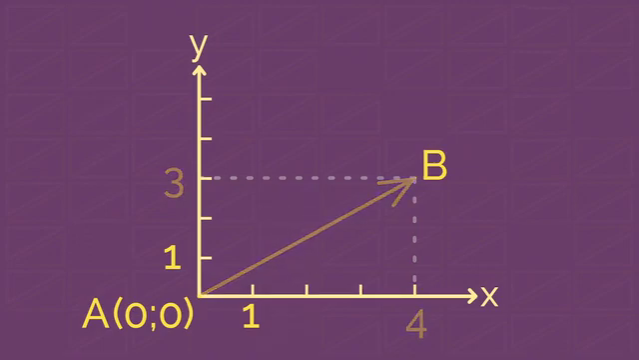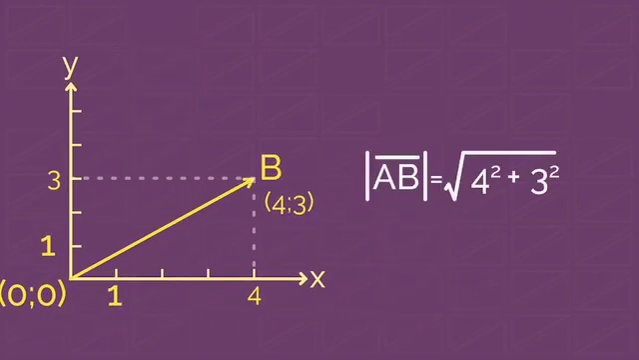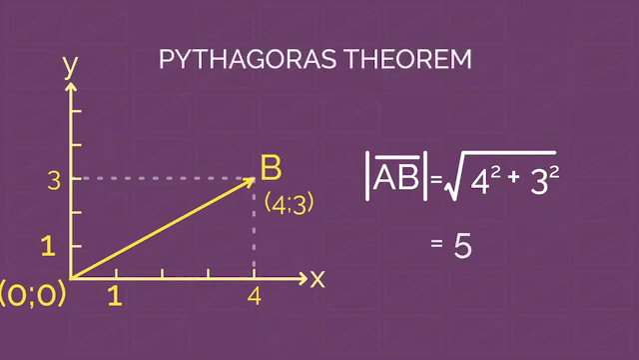Assume that B has the coordinates 4, 3. Then the magnitude of AB equals the square root of 4 squared plus 3 squared, which is equal to 5, and that we know because of the Pythagoras theorem. Generally speaking, if vector AB has coordinates x, y, then its magnitude can be found using this formula.